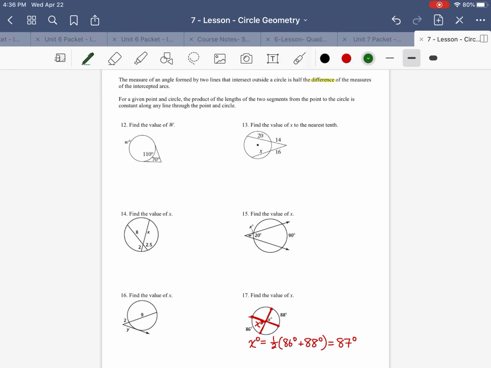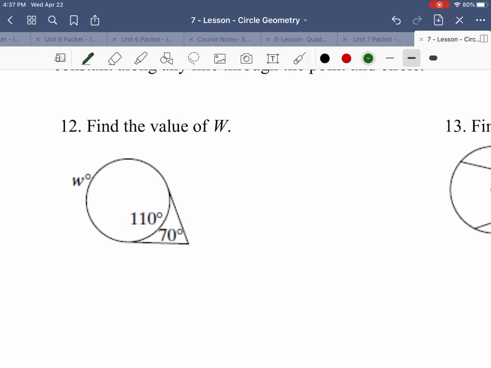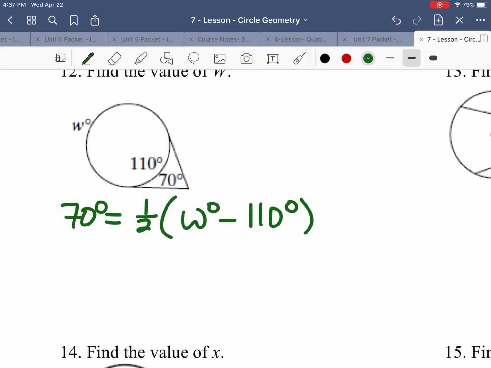All right, so that's actually the most straightforward one. The second one, which I will now go green for, same idea, but the first two were angles where the intersection occurs inside the circle. If the intersection occurs outside of the circle, it's going to be half the difference of the measures of the intercepted arcs. All right, so here we're looking at 70 degrees is going to be equal to 1/2 the difference between W degrees and 110 degrees.